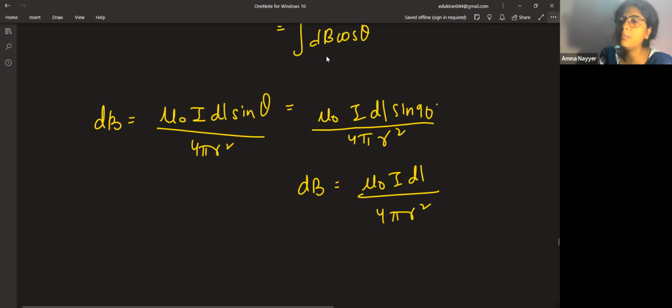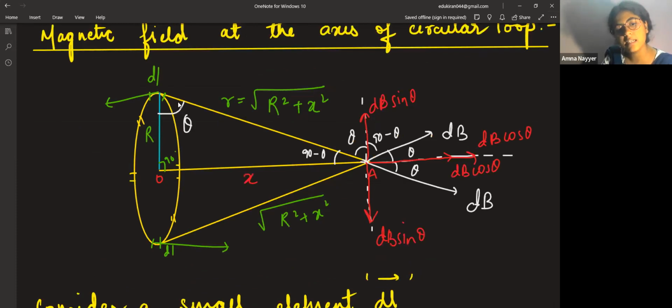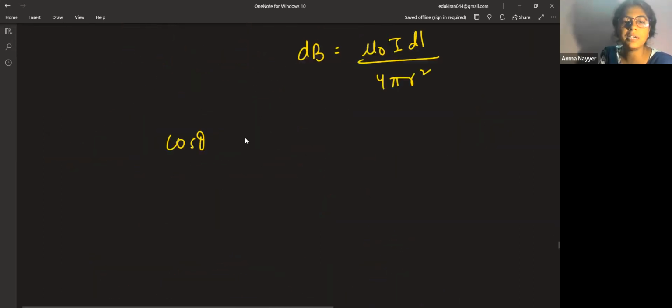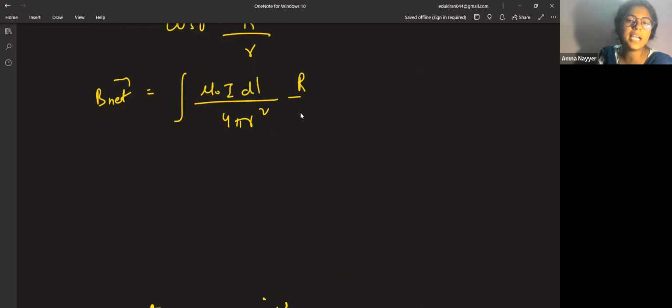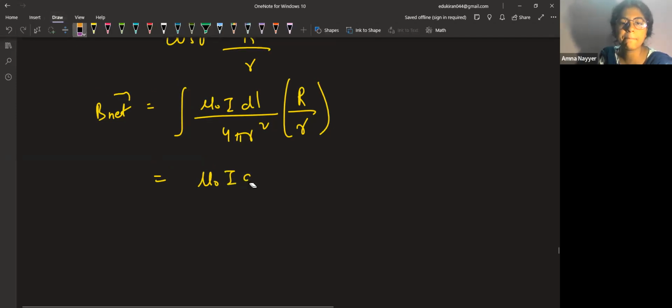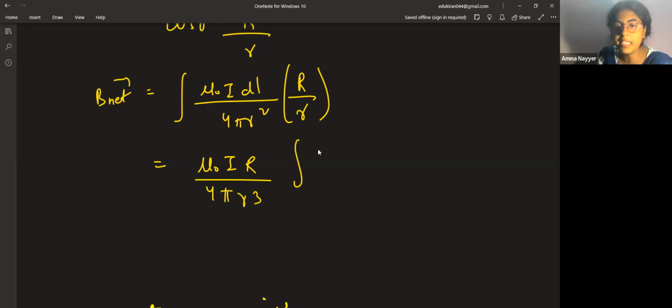And what is cos theta? Okay, fine, dB we have calculated. What is cos theta? If you look at this triangle, cos theta is capital R by small r, base by hypotenuse. So we have dB, we have cos theta. Let's put the value. So B net will become the integral of dB, mu naught I dl by 4 pi r square, and cos theta is capital R by small r. So this becomes mu naught I R divided by 4 pi r cube, and the integration of dl is left.